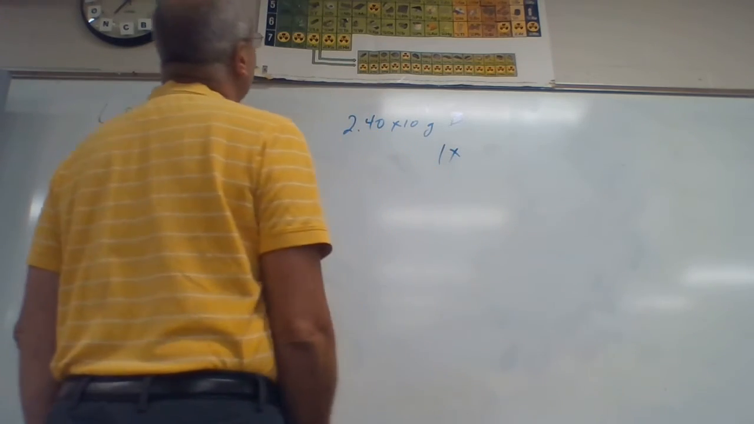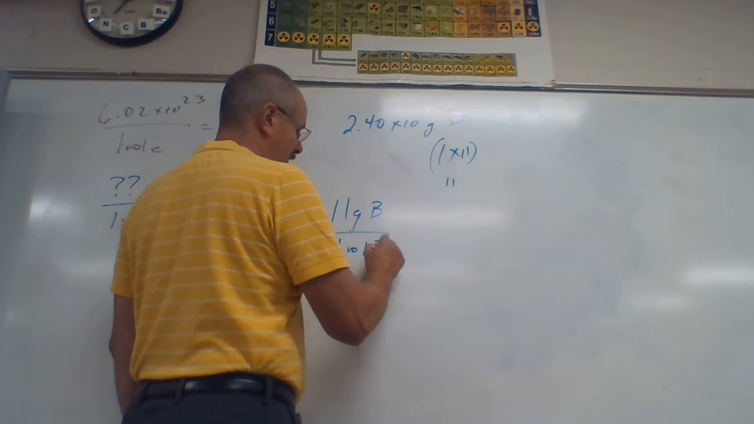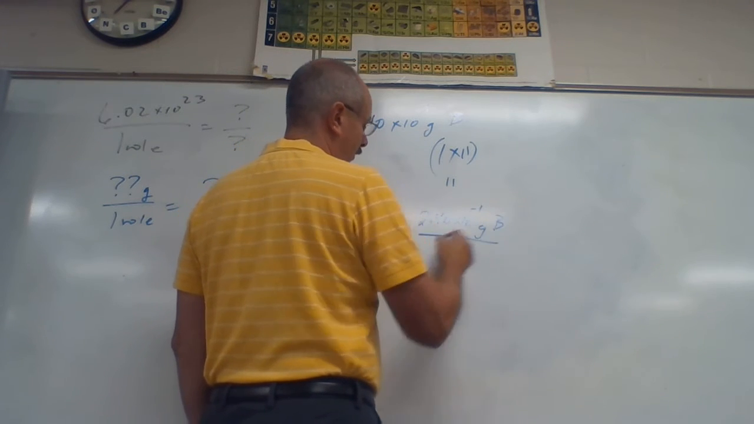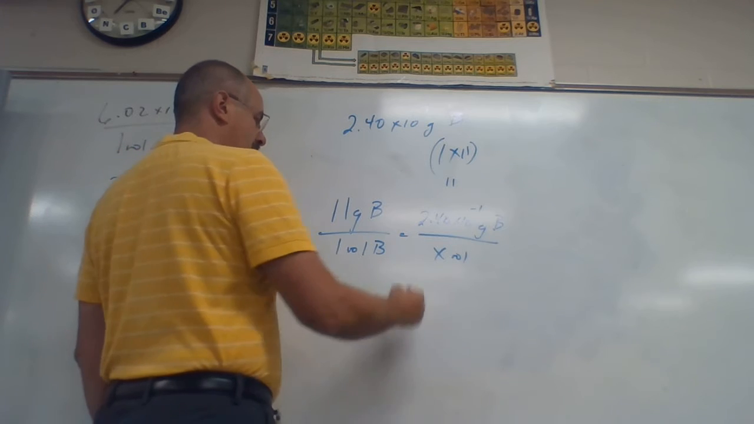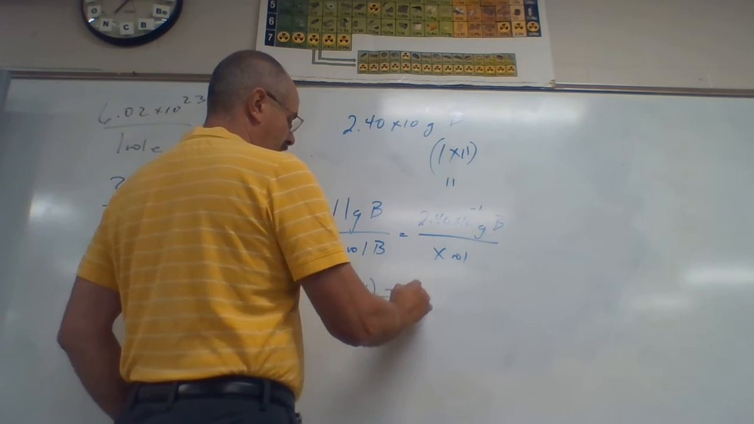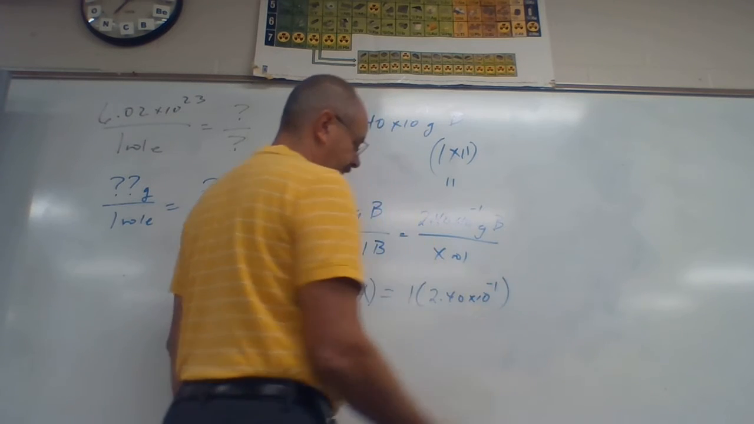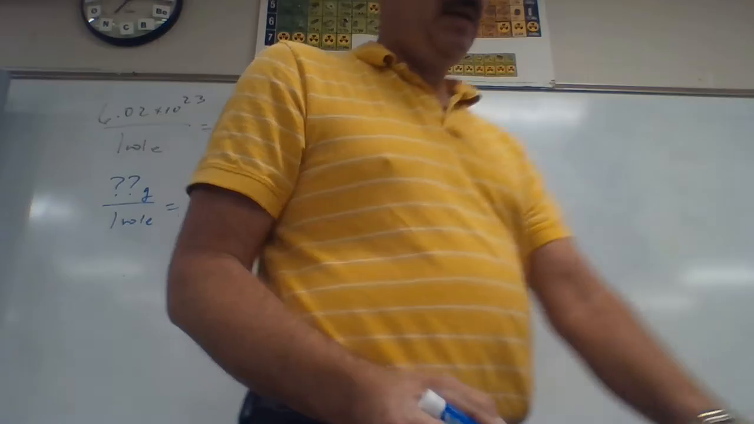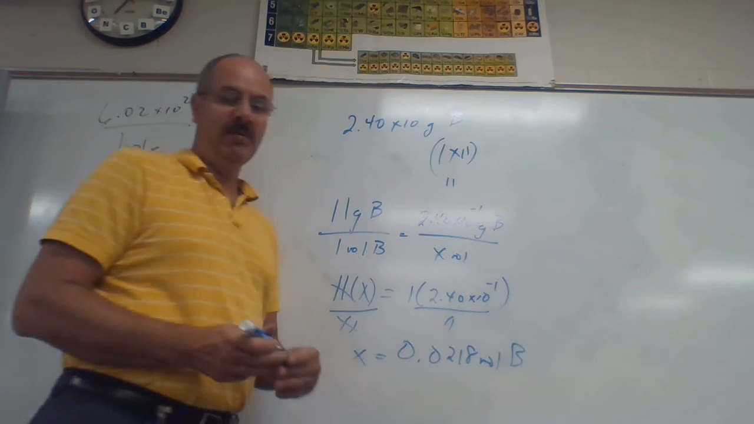I got 1 boron times its mass, 11. So its molar mass is 11, so there's 11 grams of boron if I got 1 mole of boron. But I don't have 11 grams, I got 2.40 times 10 to the negative 1 grams of boron. We want to find out X moles of that. Notice my grams are on top, and X is on the bottom because that's where the moles are. Cross multiply: 11 times X equals 1 times 2.40 times 10 to the negative first. Then I get X by itself, so divide by 11 on both sides, and X equals 0.0218 moles of boron.